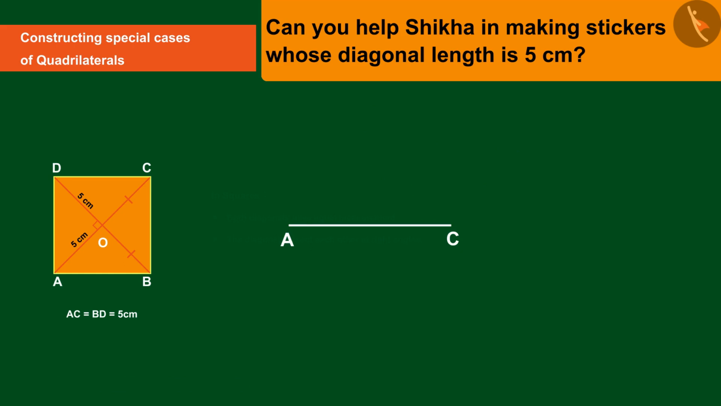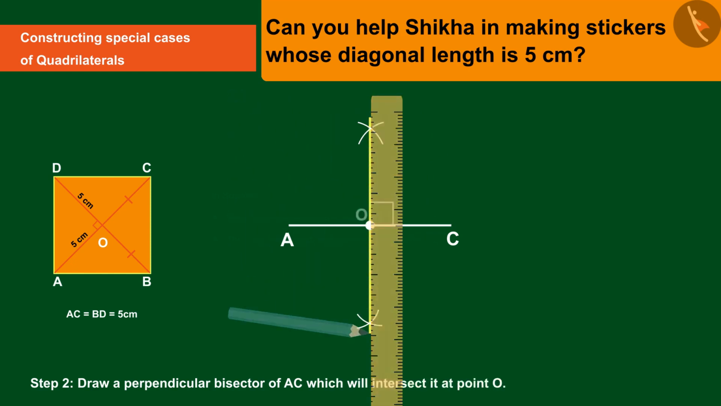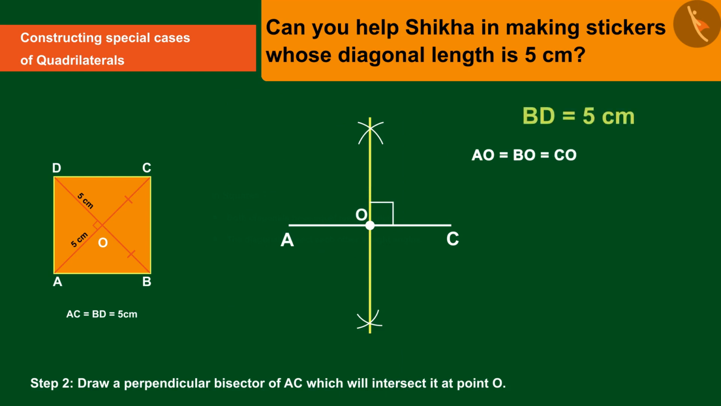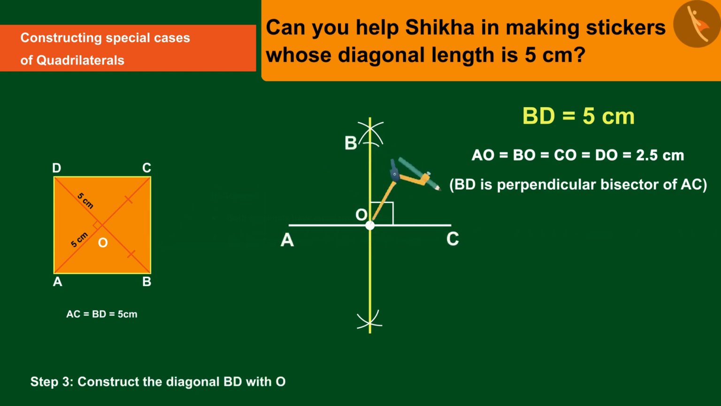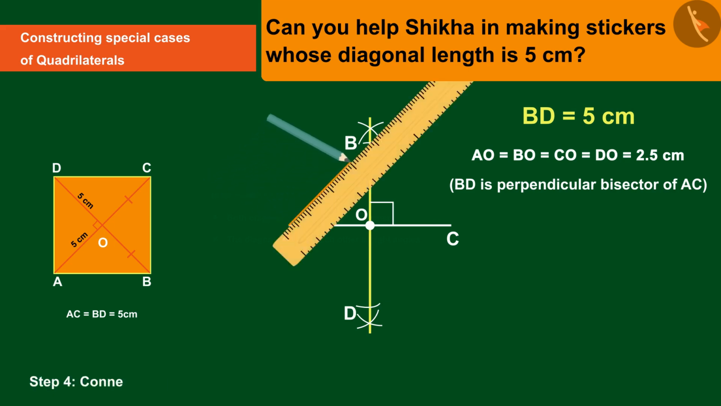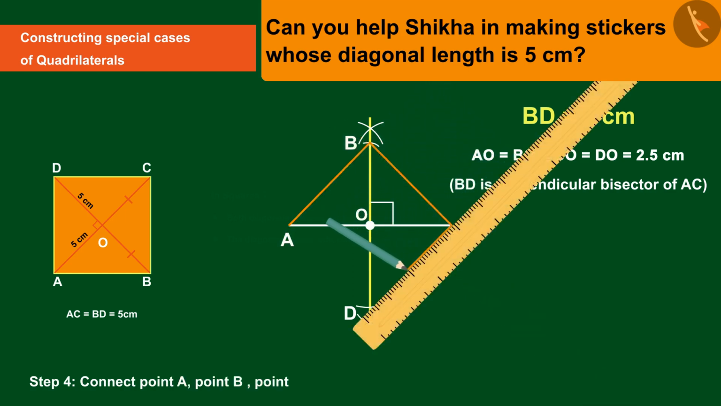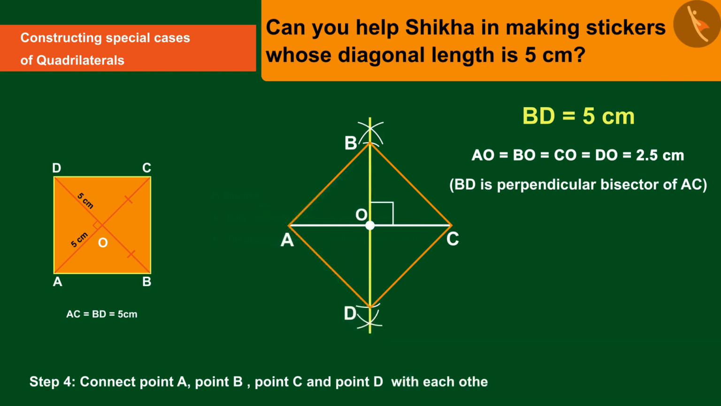Since both diagonals bisect each other at right angles, make a perpendicular bisector of AC which will intersect it at point O. Assuming O as the center and equal to half of BD, that is 2.5 centimeters radius of measurement, we mark an arc on the perpendicular bisector of AC, as we intersect it at point B and point D. Connect A, B, point B, C, point C, D, point D, A. Thus, the square ABCD is obtained.